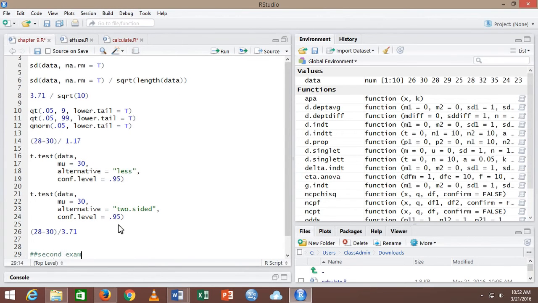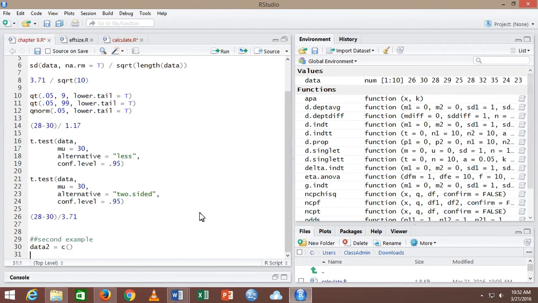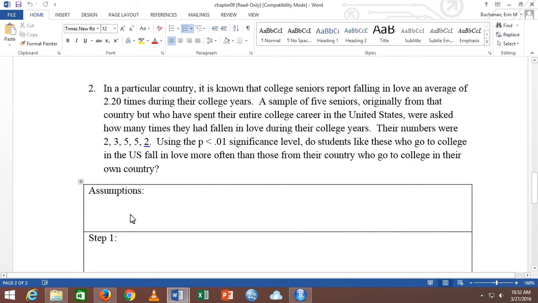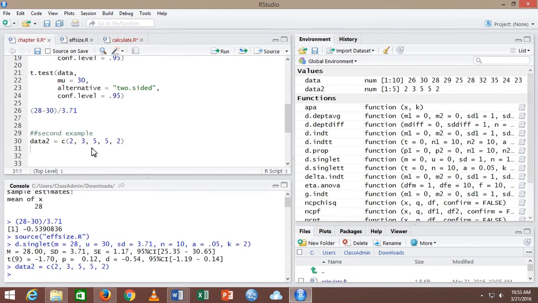Whoa, scary stuff. First thing I gotta do is type in the data. So I can call this data or data 2 if you want. C function for concatenate. Okay, let me move this up so it's not at the bottom for you. There you go. And I'm just going to take these scores and cut and paste them over here. 2, 3, 5, 5, 2. I don't have to be in order. So I've got the second data set.